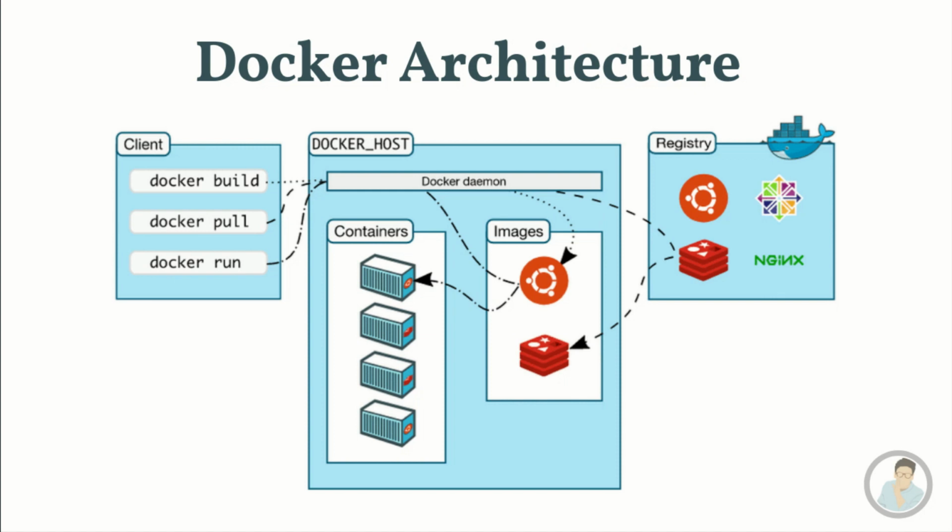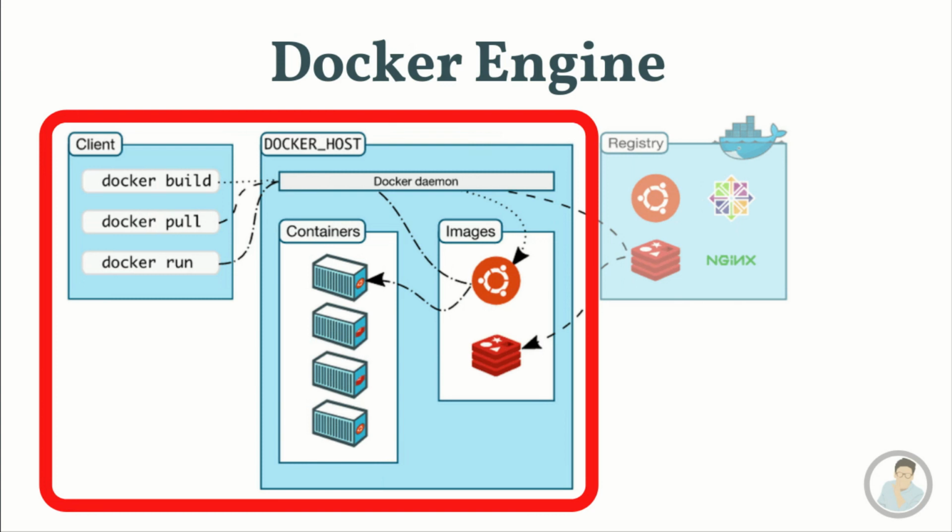Number two, the Docker host. Docker host is the machine or the computer that you install Docker. That is where the Docker service is running. Number three, registries. This is where you store your images. We will talk about this later. Docker engine. This part of the architecture diagram represents the Docker engine. Docker client and the Docker host are the components of the Docker engine.